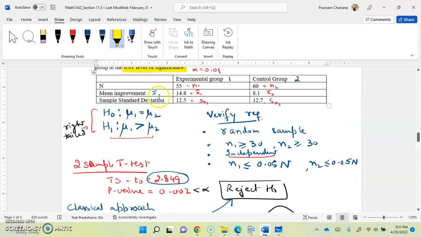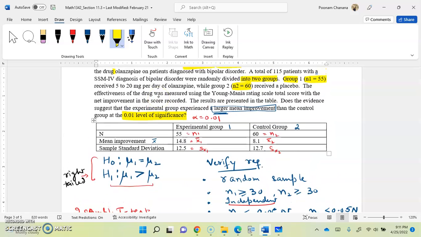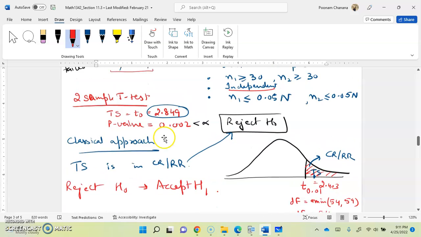What is the claim? The claim is written exactly in the question. That is, the experimental group experienced a larger improvement than the control group at the 0.01 level of significance. So you need to start from here: sufficient evidence to support that. Write that down in your conclusion as your final statement.